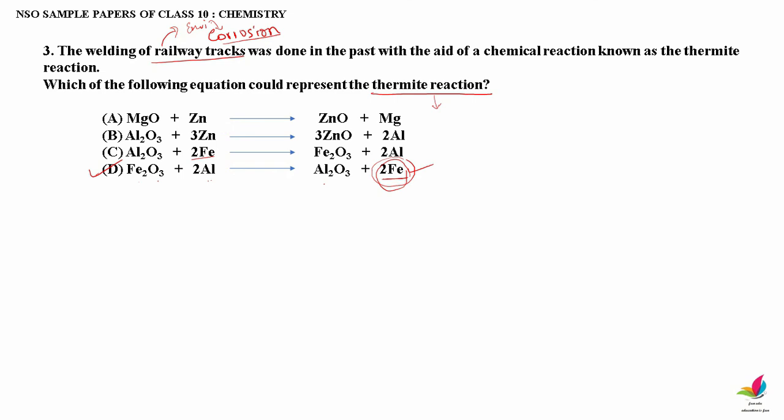In the thermite reaction we take a compound, usually an oxide of iron, not direct iron. We take the oxide of iron and treat it with the pure form of aluminium. Aluminium, being more reactive than iron, will displace iron from its oxide and form aluminium oxide. Now this aluminium oxide is a protective layer. It is a protective oxide layer.